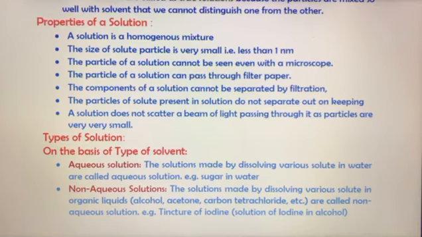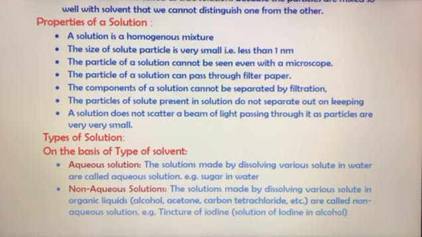Let's take an example of a sugar solution. If you keep the sugar solution for 1 day, 2 days or 3 days, even after this much time, when you drink it, you will find the same taste of sugar. No particle of sugar gets settled at the base of the solution. So these do not separate on keeping.